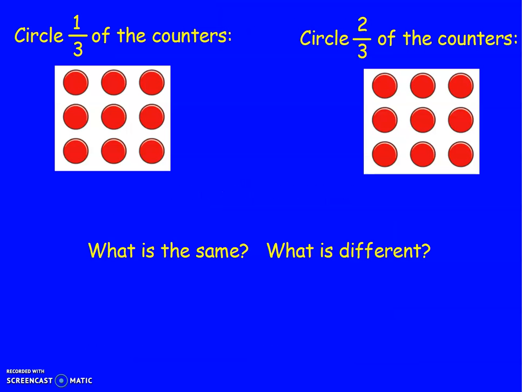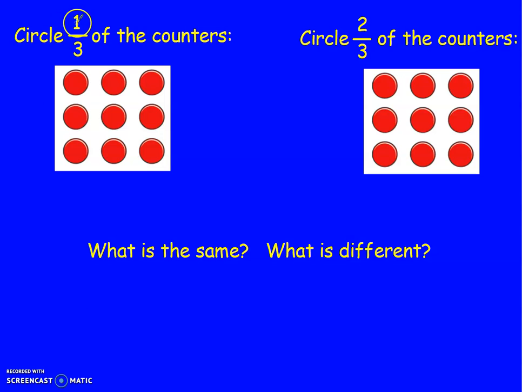Let's have a look at this challenge then. So we've got the same shapes again. There's 9 counters in each shape. 1, 2, 3, 4, 5, 6, 7, 8, 9. And it's the exact same on this side. This side is asking us to circle 1/3 of the counters. Now we've got 9 counters. How are we going to work this out?